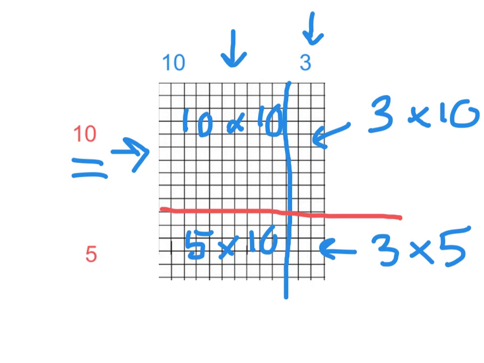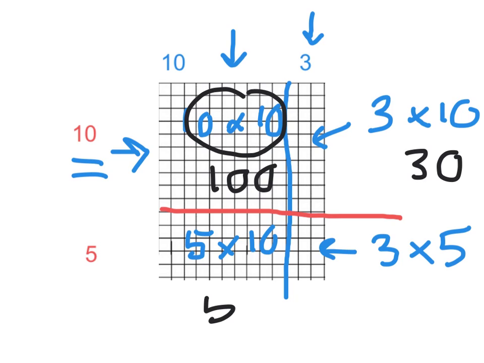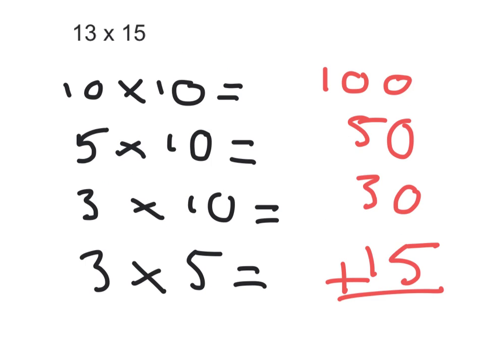Now that I have my new equations, I need to solve them. So, with my friendly numbers, I'm going to solve these multiplication equations. My first one, 10 times 10, is equal to 100. 3 times 10 is equal to 30. 5 times 10 is equal to 50. And 3 times 5 is equal to 15. So I have broken down the equation 13 times 15 into 4 more easily solvable equations.